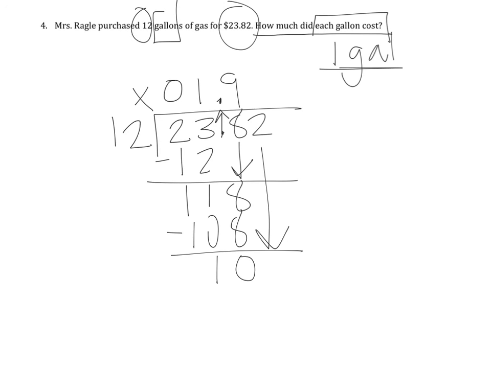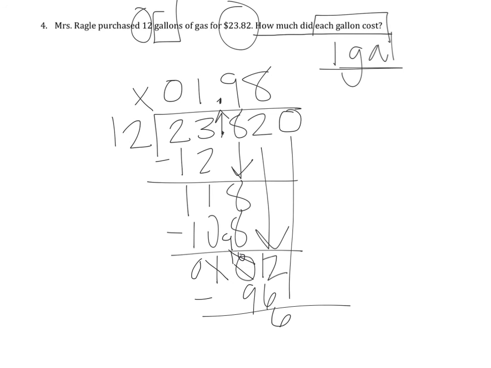Bring our 2 down. 12 goes into 102 8 times. 8 times 12 is 96. We'll go ahead and subtract. We're going to have to borrow. We can't borrow from the 0, so we'll borrow from the 1. The 1 becomes a 0. The 0 becomes a 10. Now we can borrow from the 10. The 10 will become a 9, and the 2 will become a 12. 12 take away 6 is 6. 9 take away 9 is 0. So we'll go ahead and add another 0. Bring it down. 12 goes into 60 5 times. 5 times 12 is 60. We'll subtract and get 0.